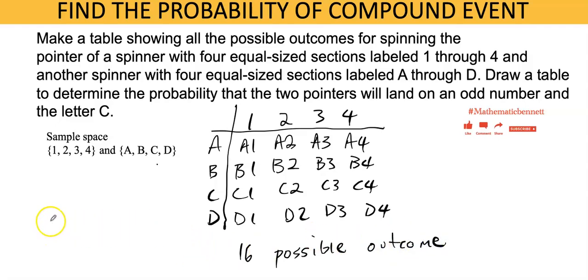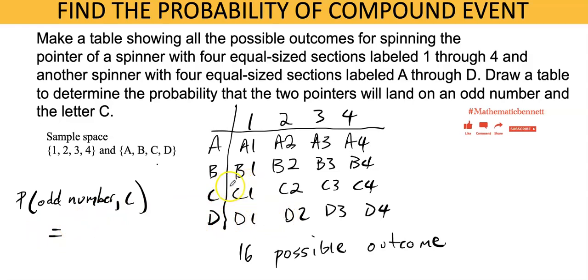Alright, now we can answer the question asked. What's the probability that the two pointers will land on an odd number and the letter C? So how many times did we see an odd number with the letter C?